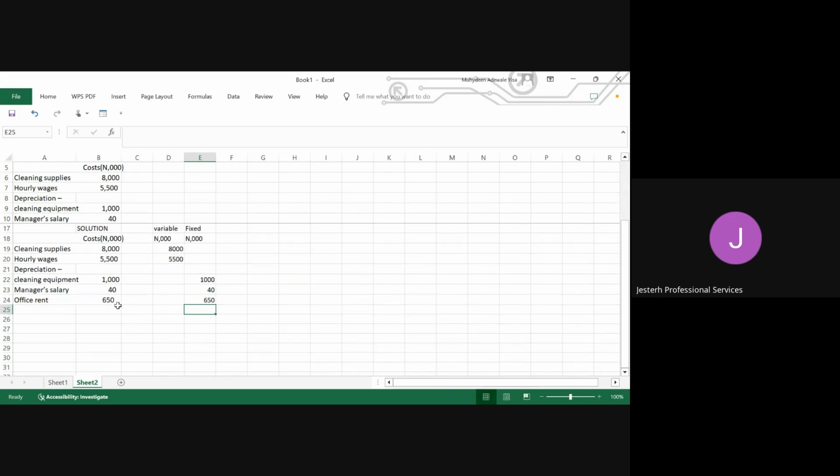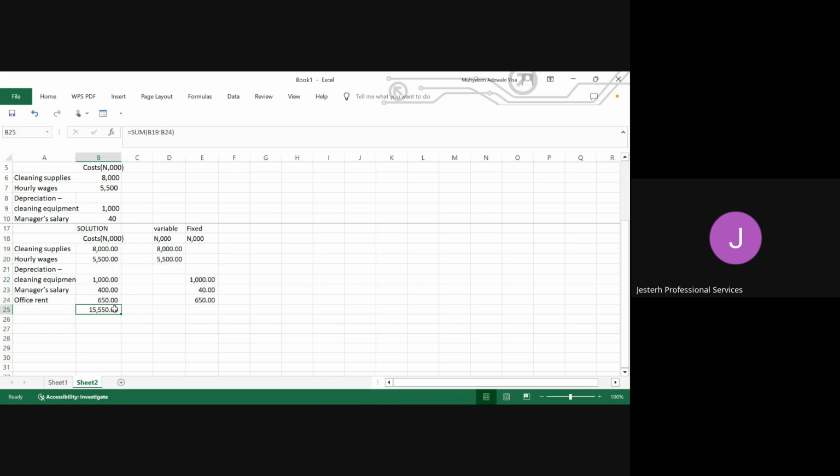Now we have classified these based on what they ask us to do. Let me submit manually. This is what they ask us to do. Maybe it's the way I copied it. 8,000, 5,005, 1,040, and then 650. Now you can see. Okay, let me show that.